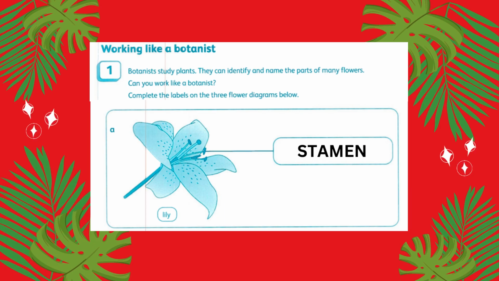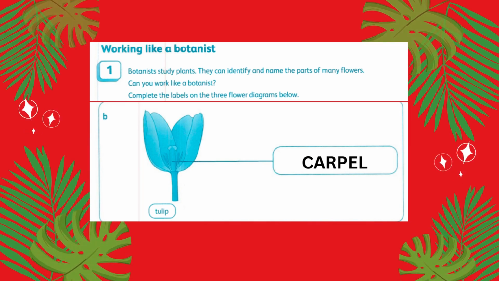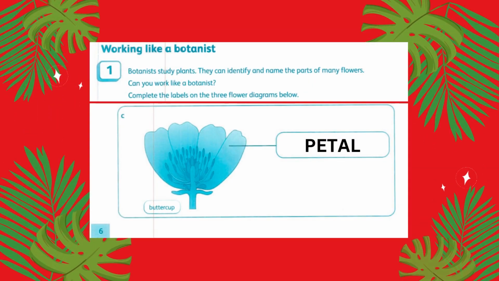Now, working like a botanist. Botanists study plants. They can identify and name the parts of many flowers. Can you work like a botanist? Complete the labels on the three flower diagrams below. A. Lily. So this one is stamen. Now B is carpel. C is petal.